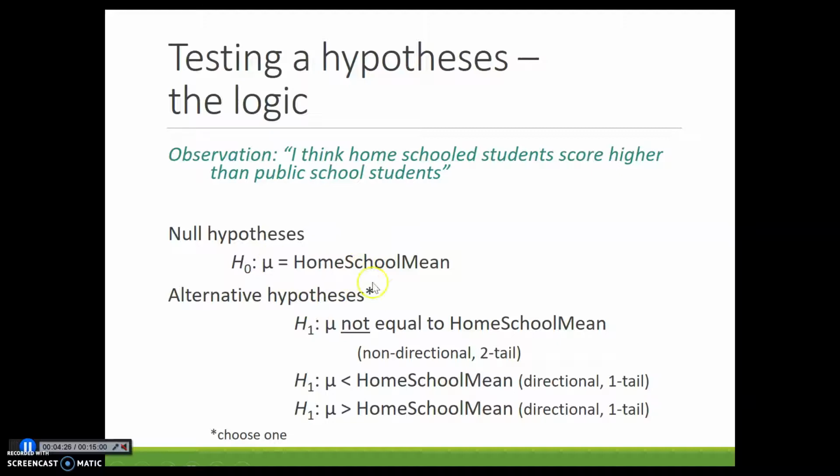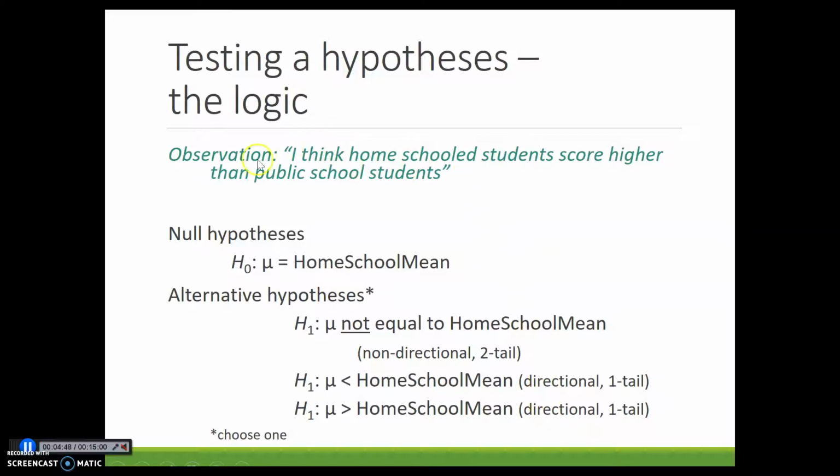So I could just say they're not equal, meaning I don't care who is higher, who is lower. I just think that they are significantly different groups. That would be a non-directional and 2-tailed. If I think that the homeschool is higher or the homeschool is lower, those are going to be directional hypotheses.